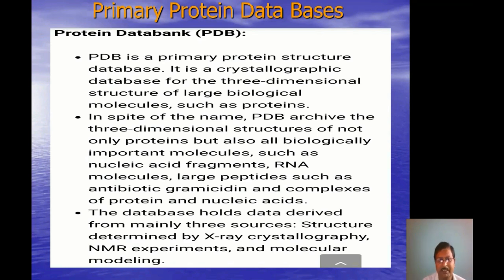So this PDB archives the three-dimensional, that is 3D, structures of not only proteins but also all the types of biologically important biomolecules. For example, nucleic acid fragments, RNA molecules, large peptides, for example the antibiotic gramicidin, and complexes of protein and nucleic acids. So the database holds data that is derived from mainly three important sources. One is the structure of any protein determined by X-ray crystallography, and structure analyzed by NMR experiments. NMR means nuclear magnetic resonance experiment, and structure derived by molecular modeling.